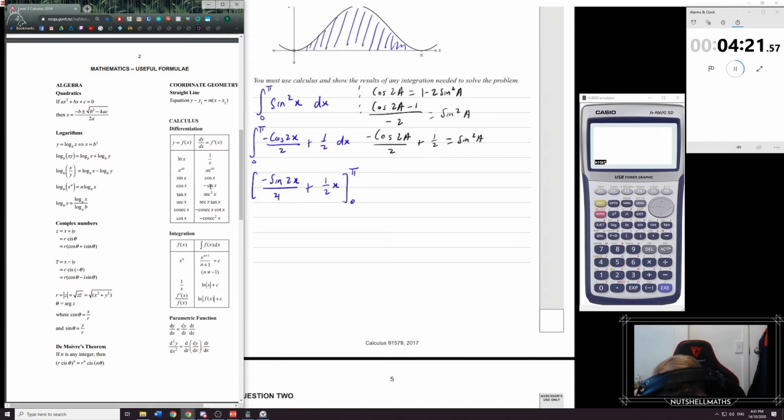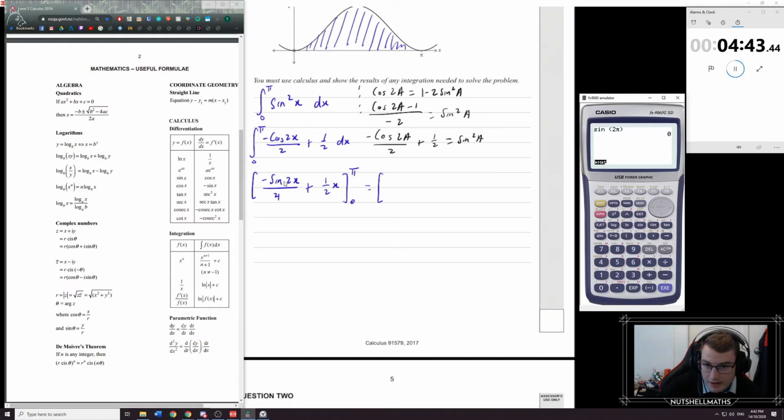Nicely done. Now I'm going to sub in pi and sub in 0. This is where our calculator will be handy. So I kind of like to do this where I'll put in my pi piece first. So you can see my calculator here. Sine 2 pi is 0. Double check my calculator is in radians. Good. So that's going to be 0, which makes that whole piece 0. Cool. Don't care about it. Plus 0. That's easy. Minus.